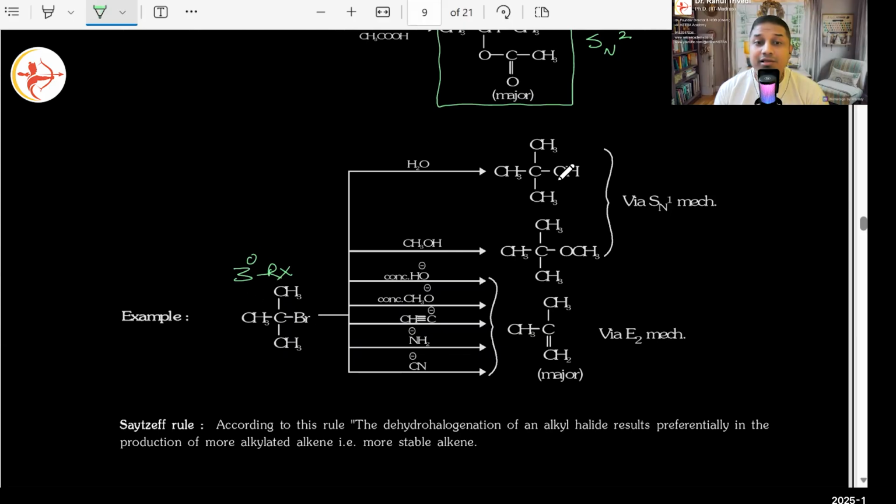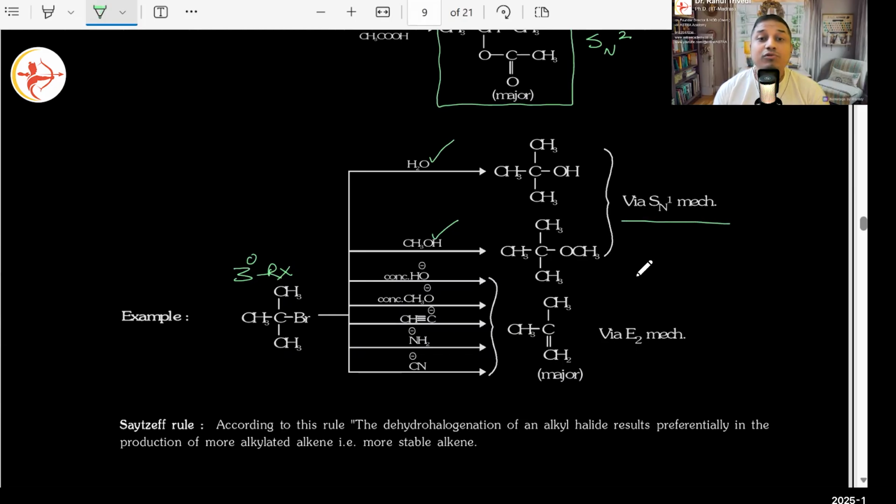SN1 is happening here. Is this clear? Correct? Either in case of water or in case of CH3OH, SN1 formation is happening. Who is substituting in this case? OH. In this case, OR minus. Substituting what? Bromide ion. You have SN1 mechanism happening.